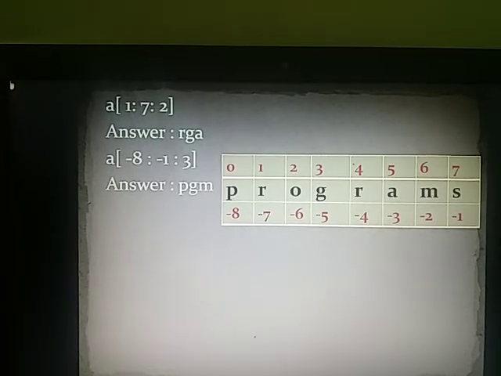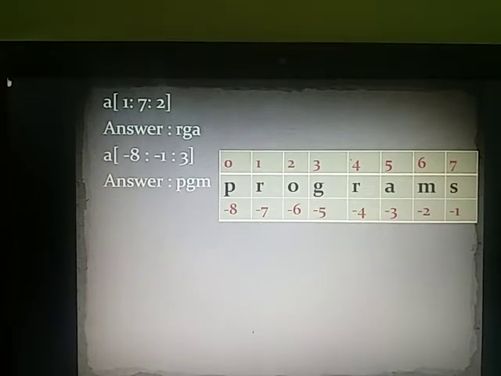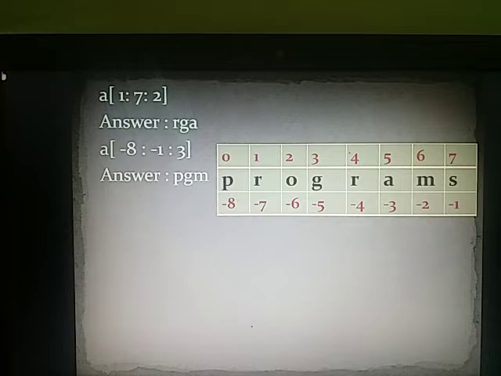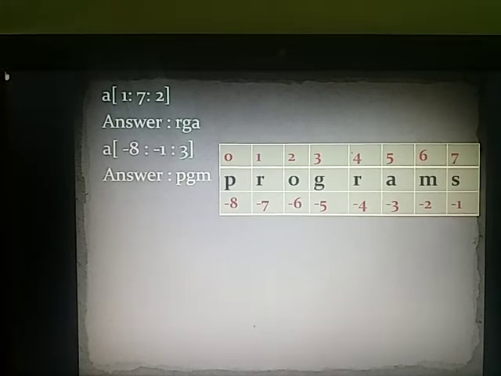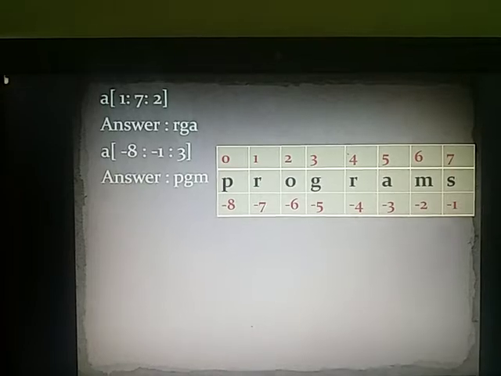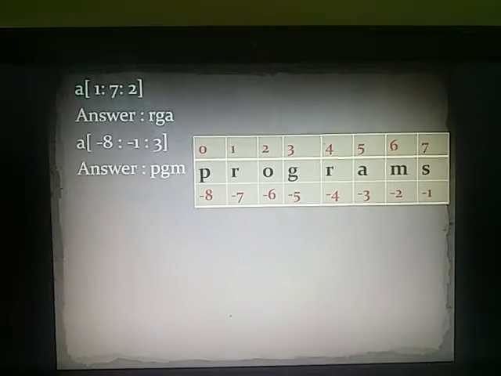So the next value is minus 5, and from minus 5 you have to move 3 steps: 1, 2, 3. So what is the 3rd step? M. So it is P, G and M.